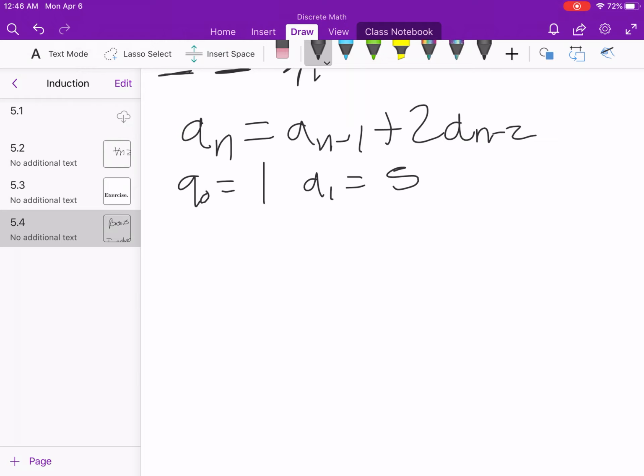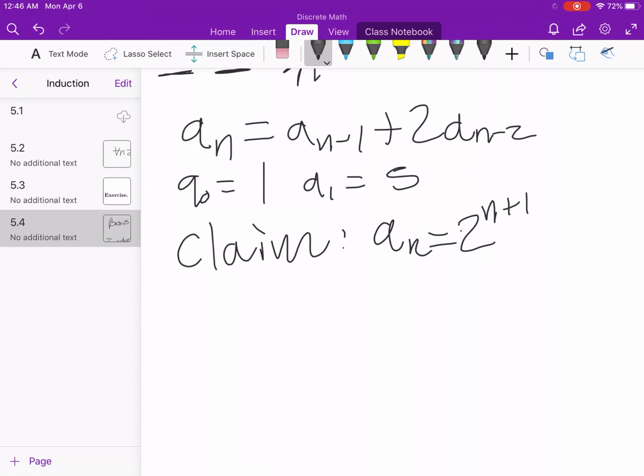And so sometimes something we like to do, instead of having them defined recursively, is to have what's called a closed form solution, right? So I'm going to claim that a_n, the nth term in the sequence, is equal to 2 to the power n plus 1, plus negative 1 to the power of n plus 1.